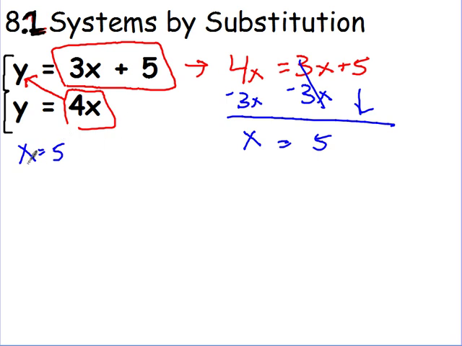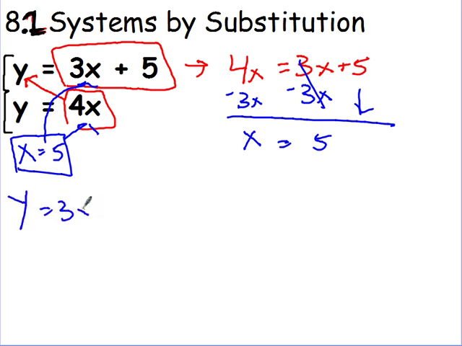Now what I get to do with that information is I can take this and plug it in for x. And I can plug it into either equation, and it shouldn't matter because the system has the same solution for both equations. So if I plug x into the first equation, I'll get the same y as if I plug it into the second equation. Let me show you what I mean by that.